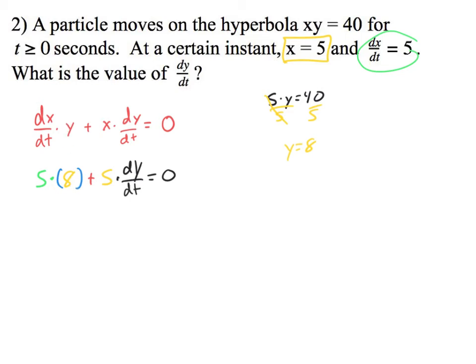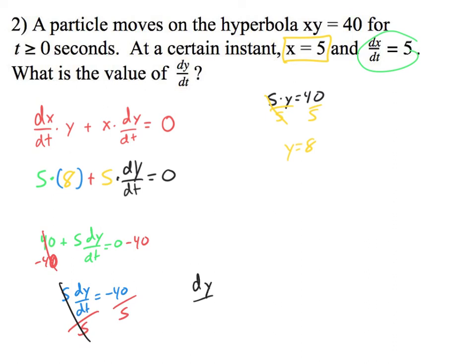So let's do this. That will be 40 plus 5 dy/dt equals 0. Minus the 40, minus the 40 over. So 5 dy/dt is equal to negative 40. Divide by 5. So dy/dt is equal to negative 8.